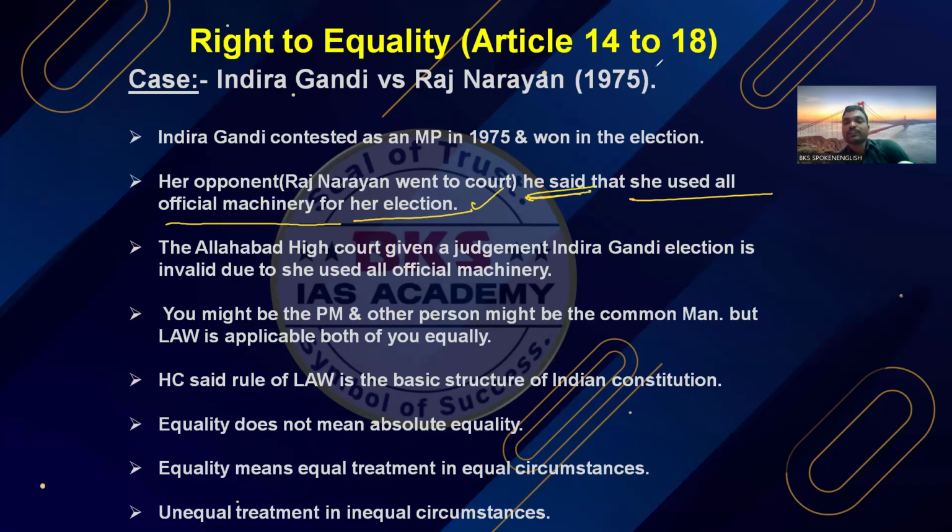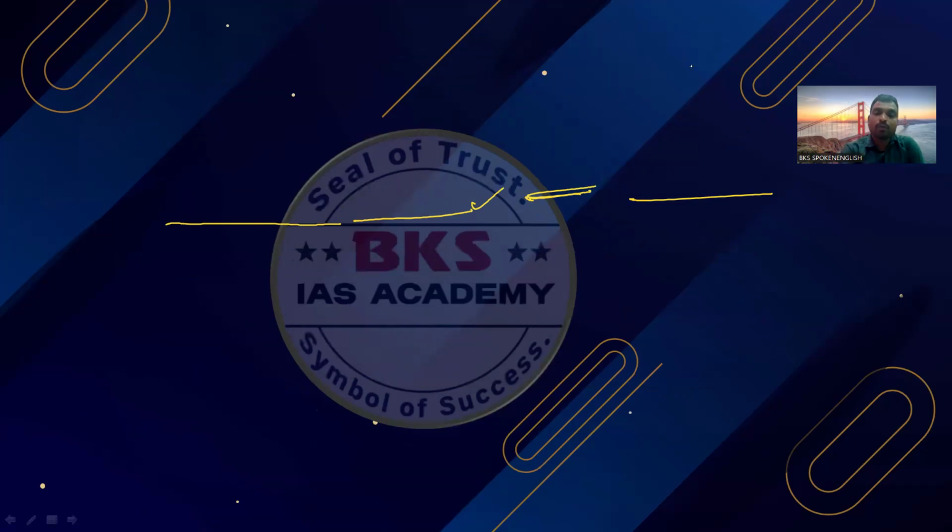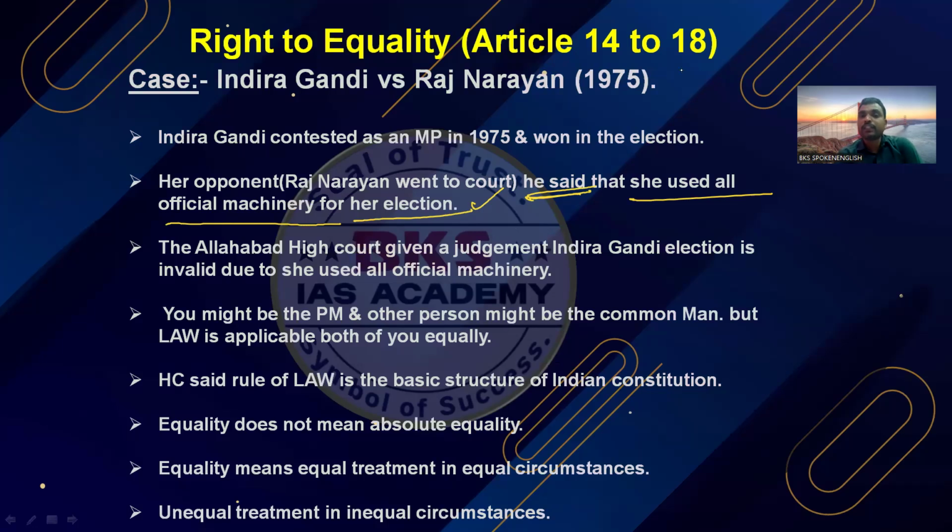The Allahabad High Court gave an excellent judgment. What is the judgment? We will discuss now. Indira Gandhi's election is invalid. Why? Because she used all official machinery. That's why Indira Gandhi's election is invalid. Did you understand this? Okay.